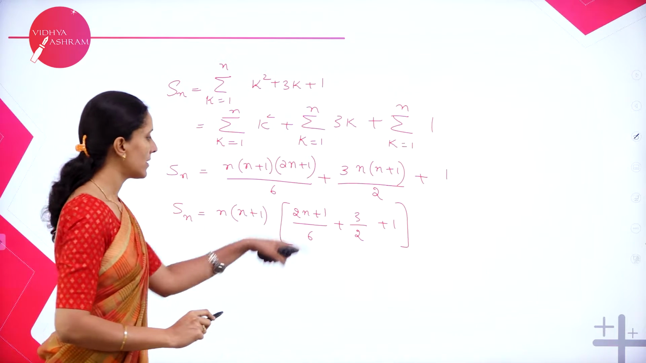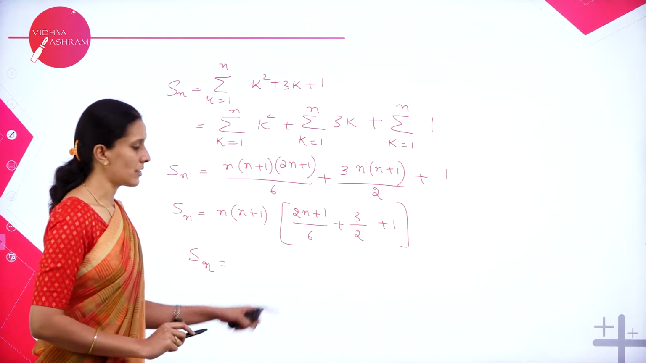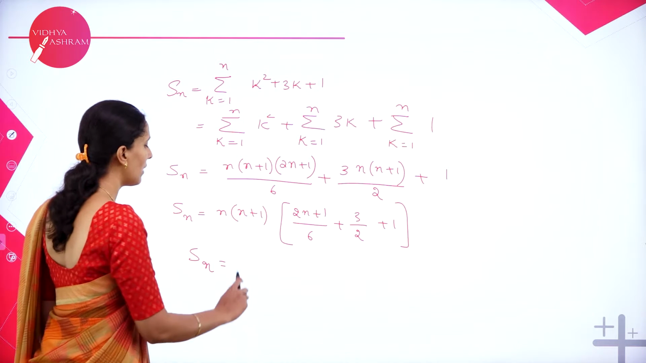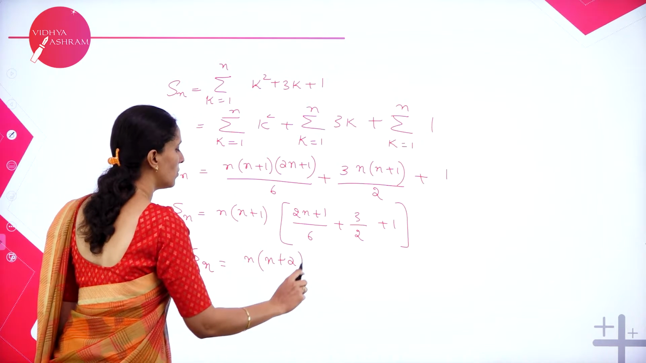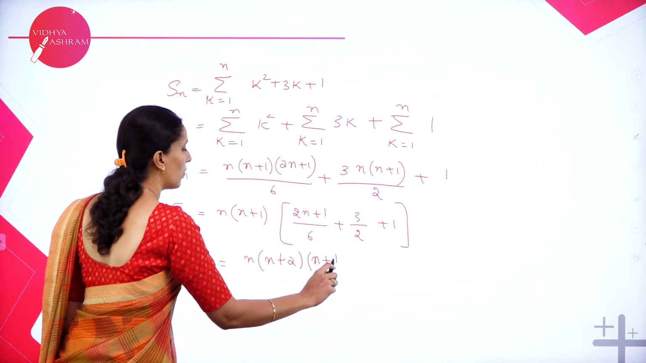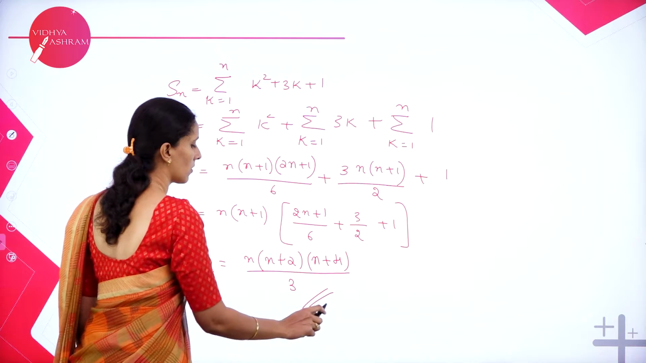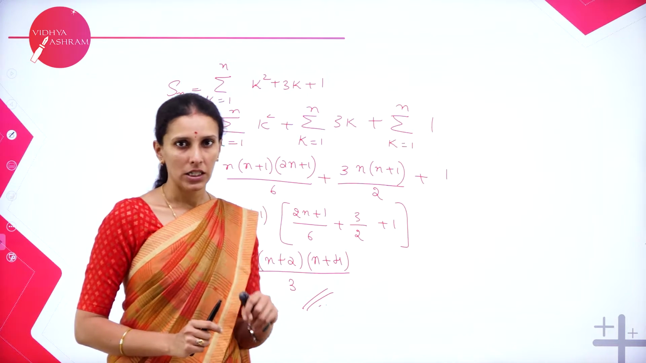So, let us solve this now. On solving, we will get the Sn term as, first solve these fractions. When you solve this, we will get the answer as n into n plus 2, n plus 4 divided by 3. So, this is the sum of the given series.